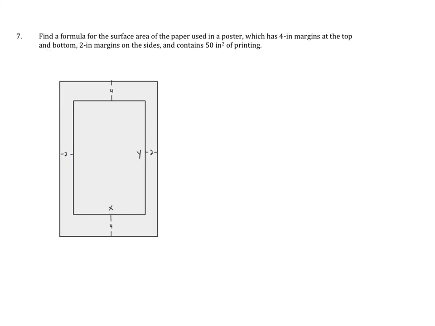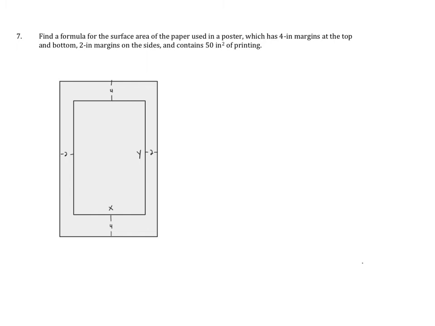Okay, so they say find a formula for the surface area of the paper used, so for the whole thing. So if I'm just calling x this, that means this whole dimension down here is really 2 plus x plus 2. So really this whole thing is x plus 4. Same thing, this whole thing is going to be y plus 8. Right? Just this alone is y. That's 4 and that's 4. So this is y plus 8, the whole thing.